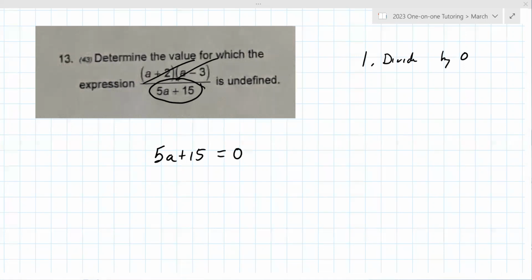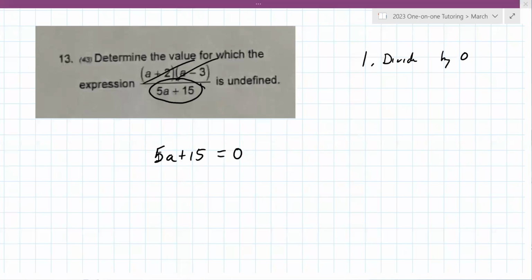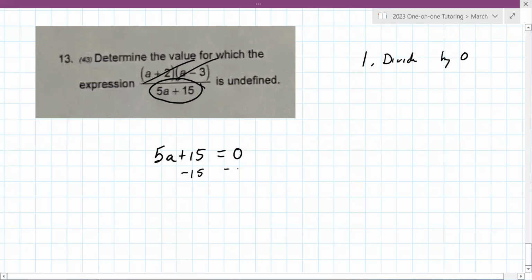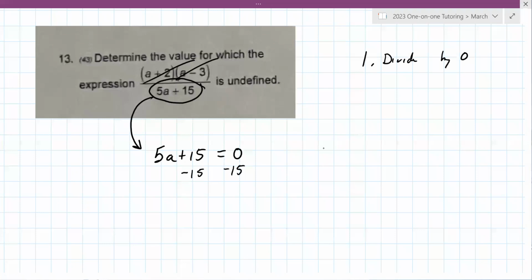You're solving this equation for zero. Okay, so what is A for the expression to be equal to zero? Don't worry about the expression, just this equation down here. You've taken the bottom. The bottom is where you want to make sure it's never zero. So you're going to set it equal to zero, and then you're going to solve for A.